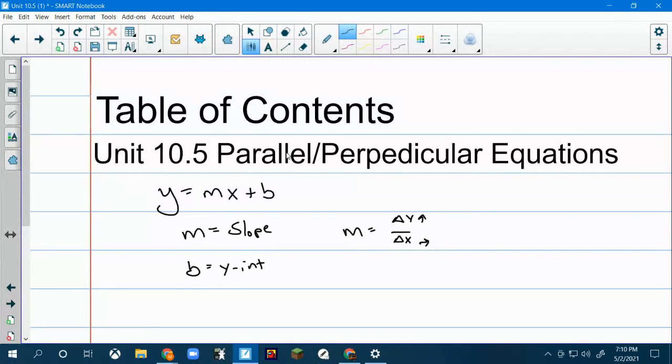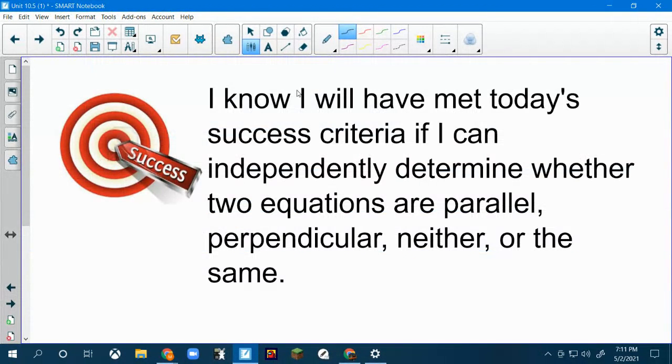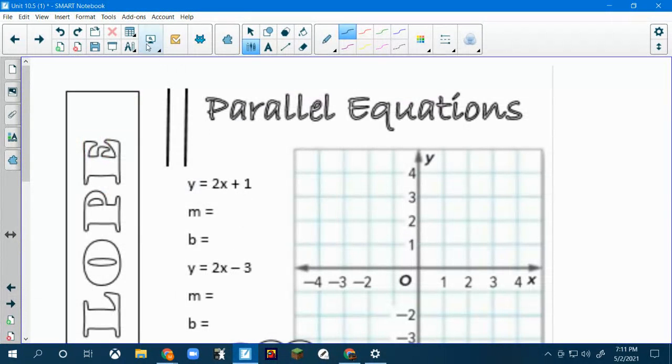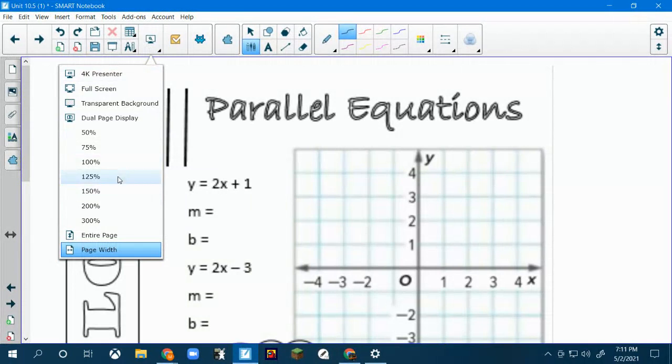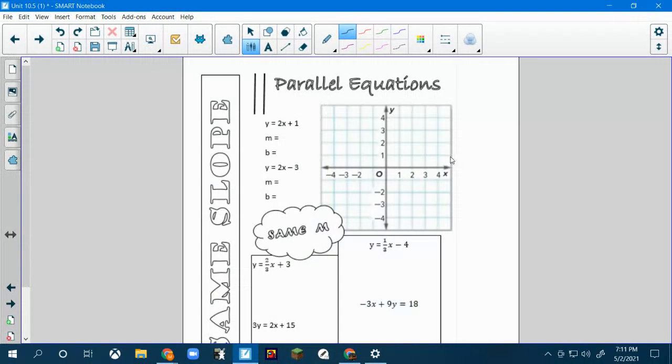Today we're going to look at parallel and perpendicular equations. Again, this is a review. We talked about this before. We'll know if we are successful if we can independently determine whether two equations are parallel, perpendicular, neither, or the same. Let's look at it really quick. Parallel equations.